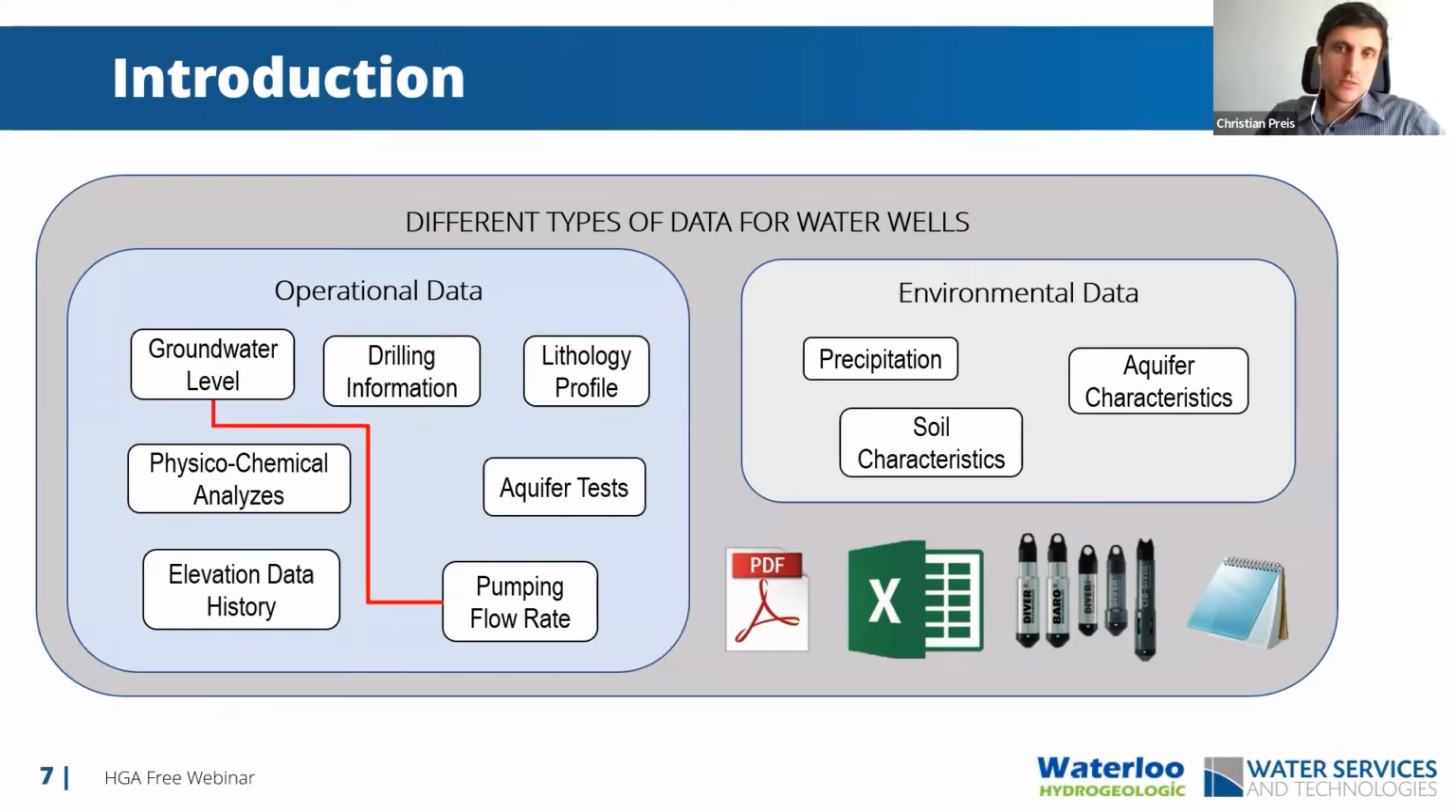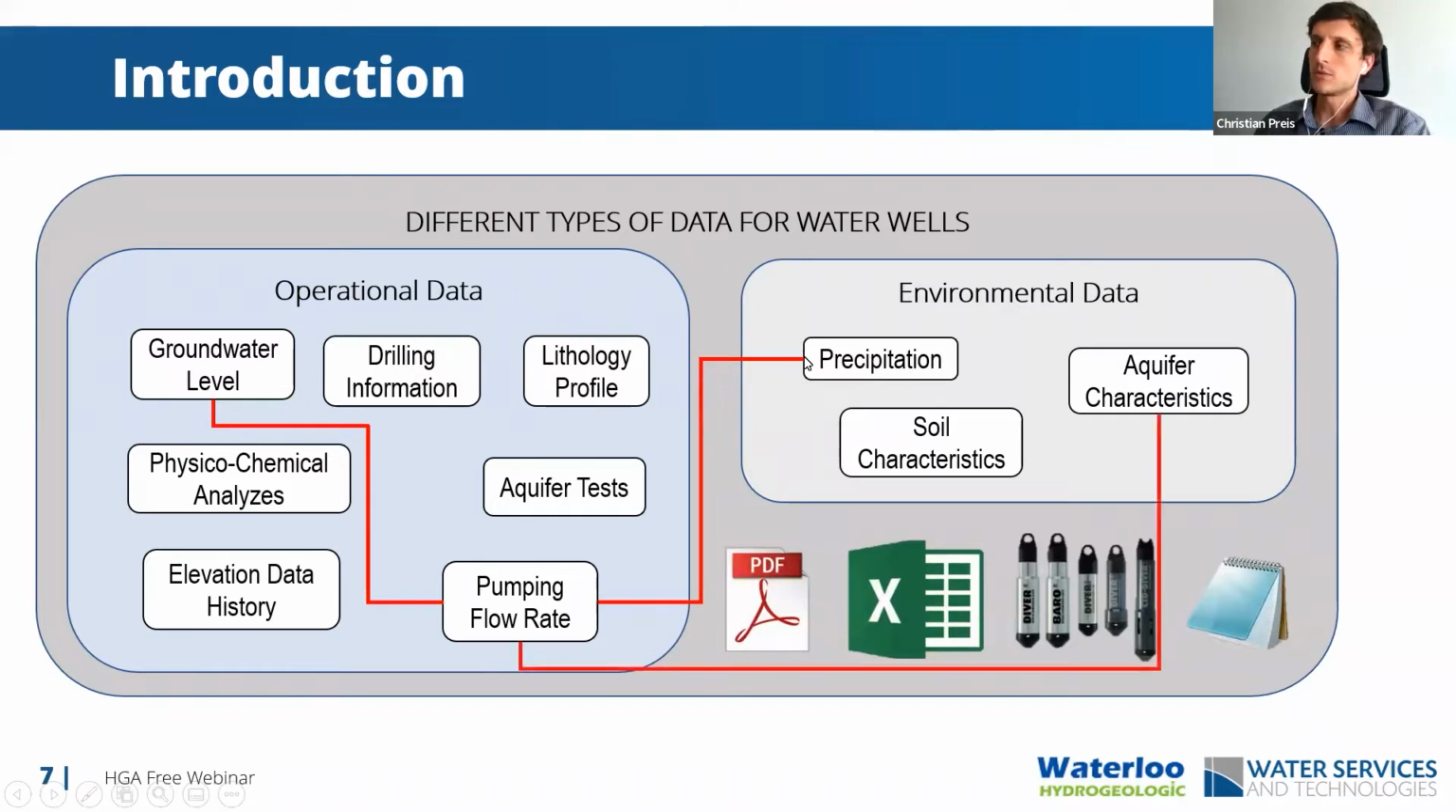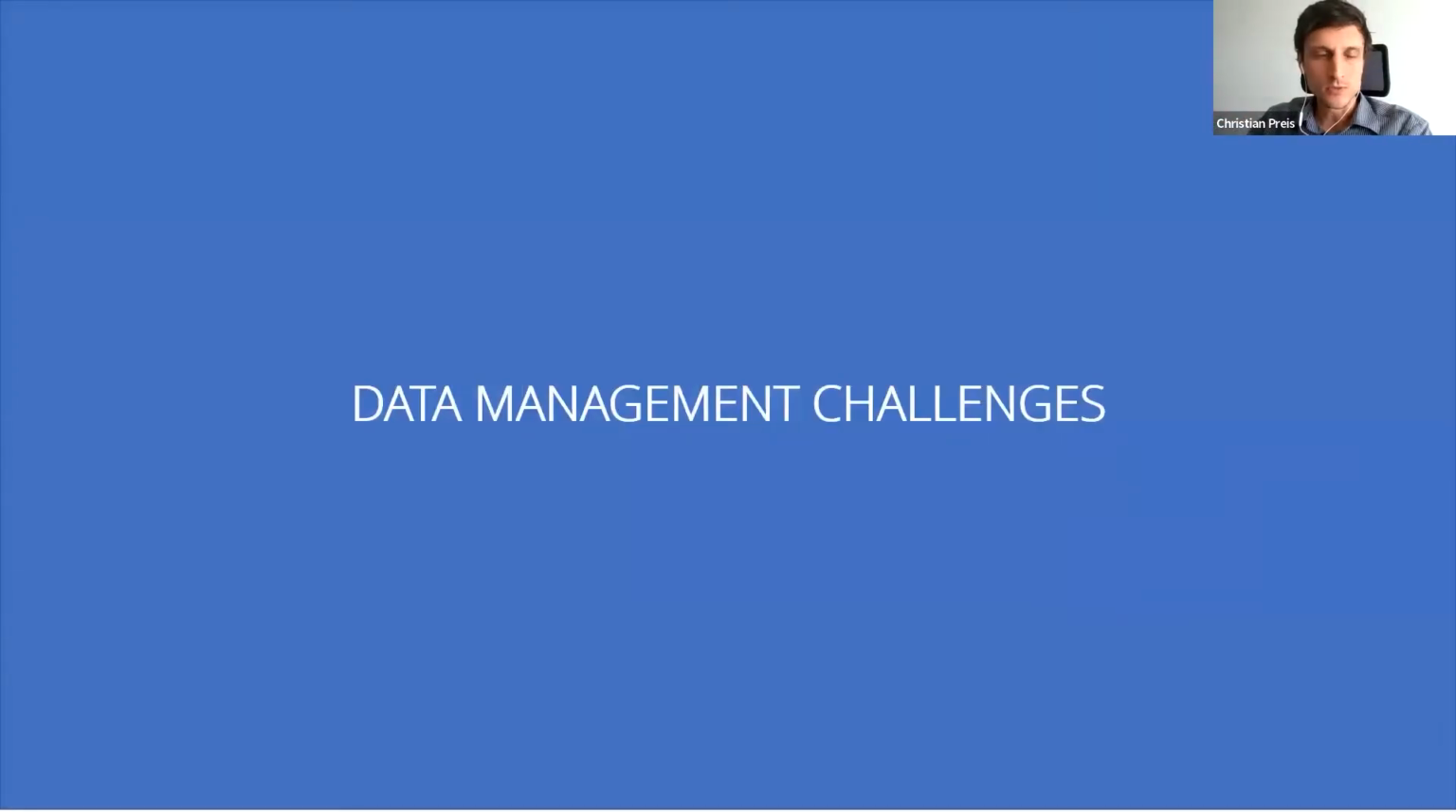And all these different data are related somehow. We can make some connections between these different kinds of data. So for example, the pumping flow rate depends on the groundwater level, and also depends on the precipitation, and also depends on the aquifer characteristics, and so on. We can have a lot of relationships between the different data that we have here. And that's why it's so important to have data management.